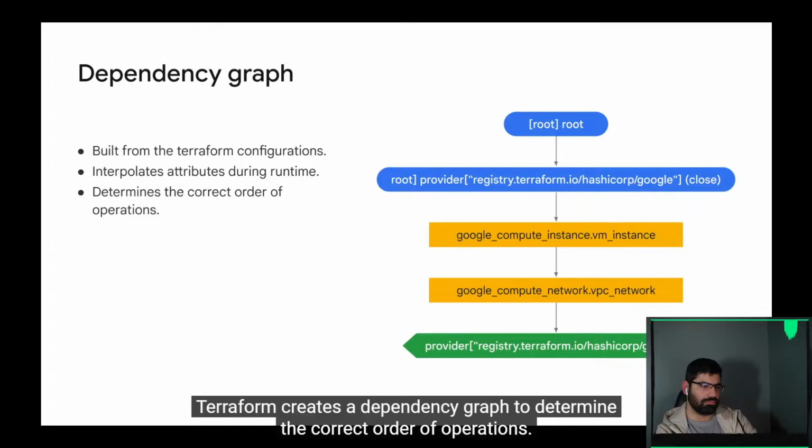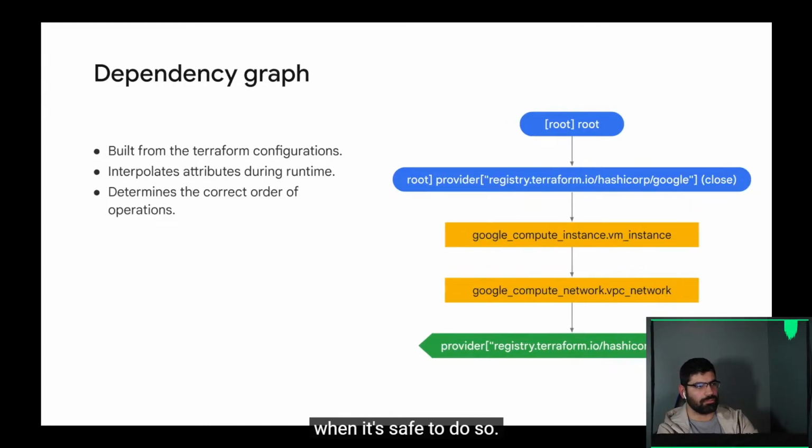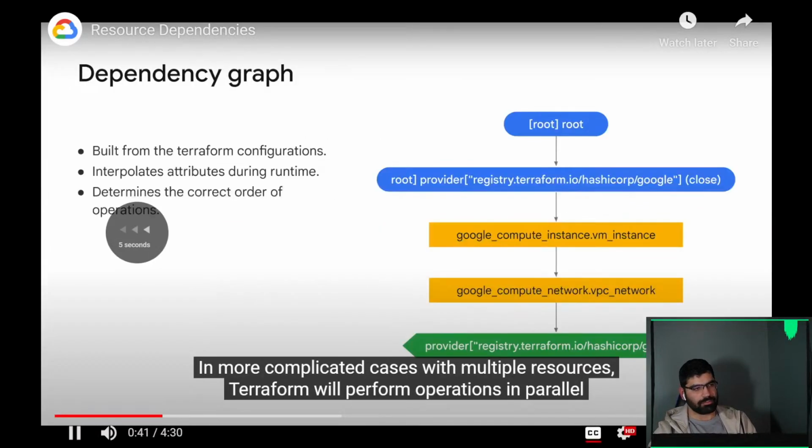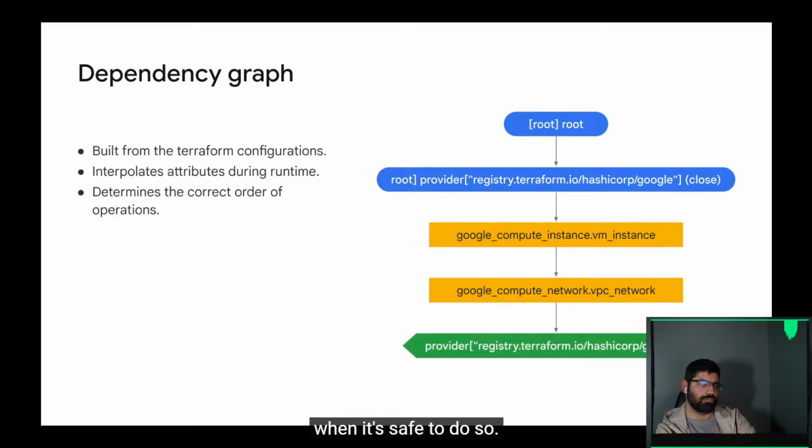Terraform creates a dependency graph to determine the correct order of operations. In more complicated cases with multiple resources, Terraform will perform operations in parallel when it's safe to do so.